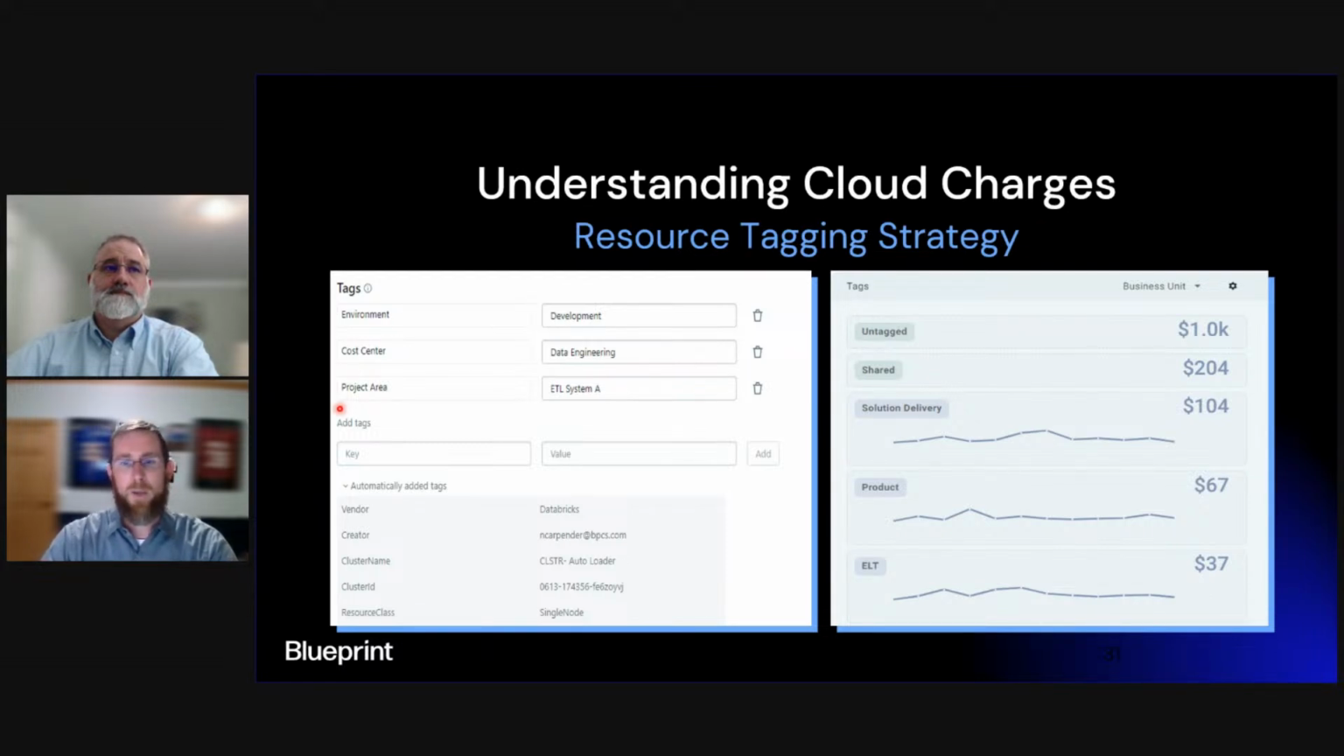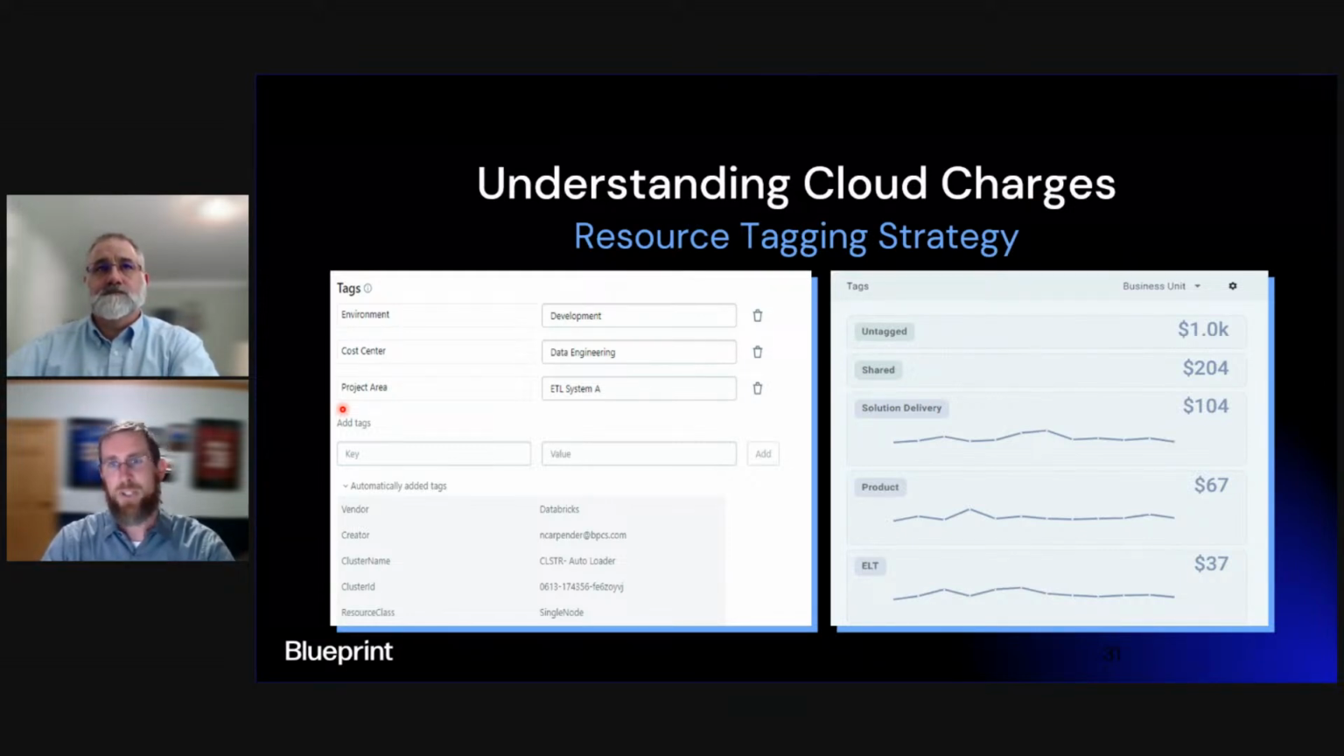One of the ways that we go into clients and help them set up tags is we utilize cluster policies. That way, as you can see on the left, that's using one where we have 3 predefined tags: an environment, cost center, and project area that has a value, so we know we're going to track the workloads against that cluster. We'll have those tags.